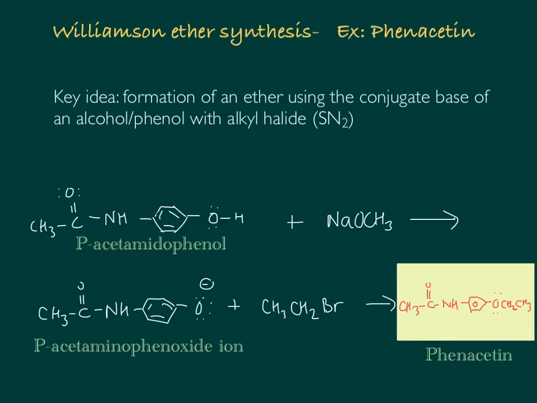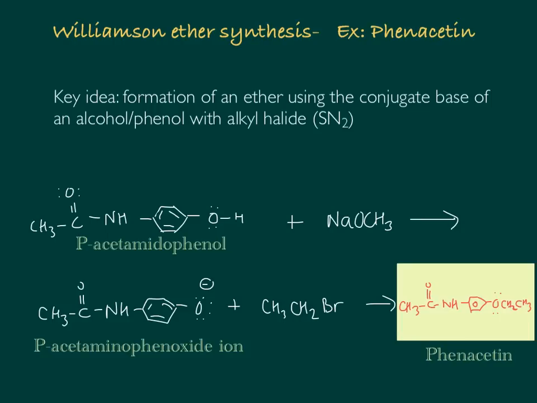Today we're going to go over the Williamson ether synthesis. The example I'm using is phenacetin because it's a very common reaction in ochem lab. So the key idea is to remember that we are forming an ether functional group using a conjugate base of an alcohol, or a phenol in our case, with an alkyl halide through an SN2 mechanism. Notice that our bromoethane is primary, so the mechanism is SN2.